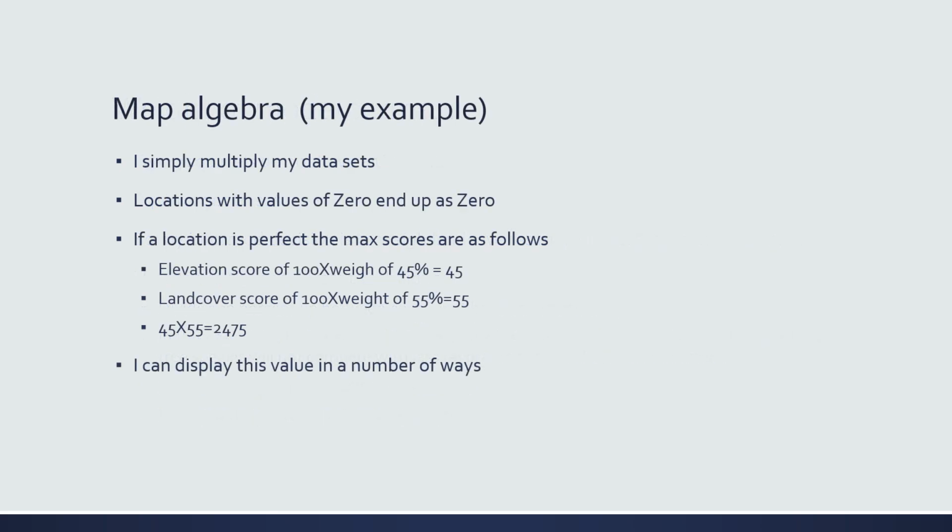So let's run through my map algebra example. Multiply my data sets, locations with zeros always end up with zeros. If a location is perfect, what does that mean? Well, if we have an elevation score of 100 and I multiply that by 45%, I'm going to get a value of 45. If my land cover is perfect and I multiply that by 55%, I'm going to get a value of 55. So if I multiply 45 times 55, the maximum value I can get in my index model is 2475. So the closer I am to 2475, the better the location.